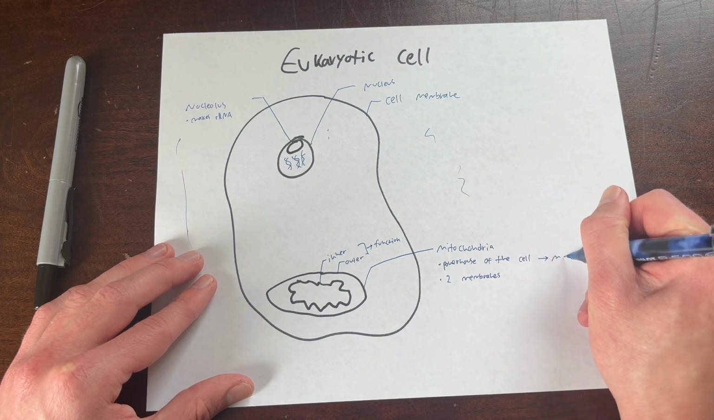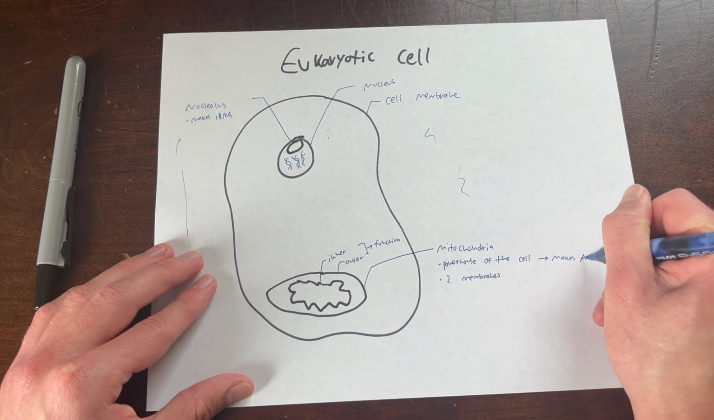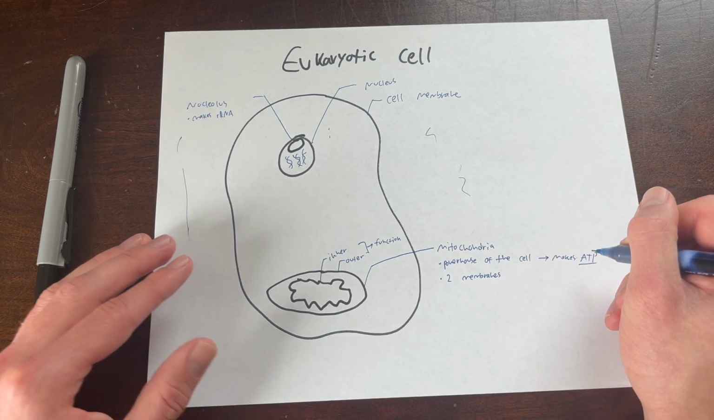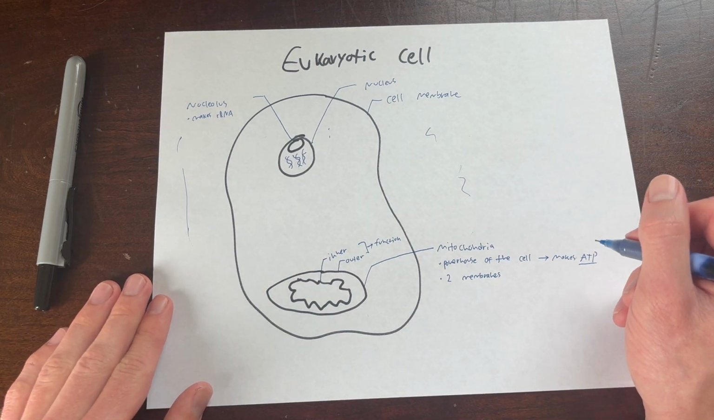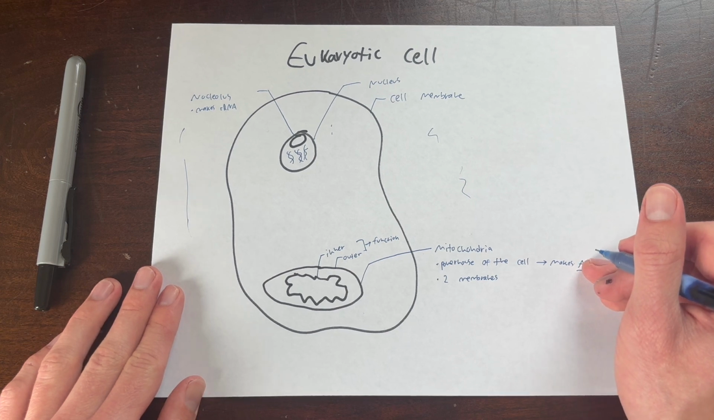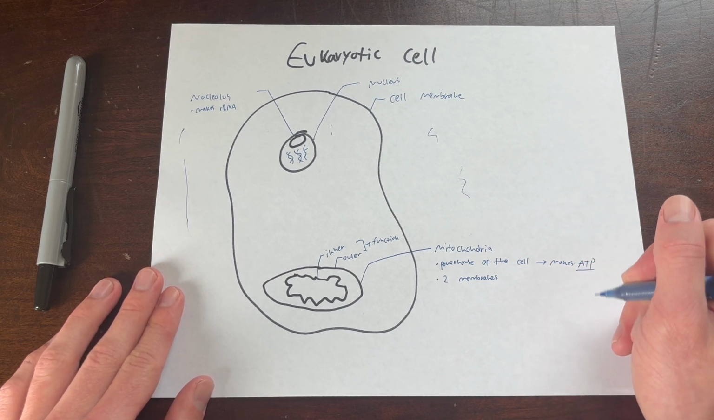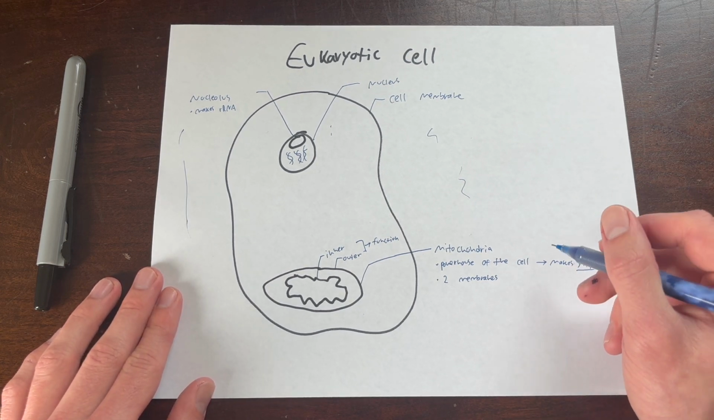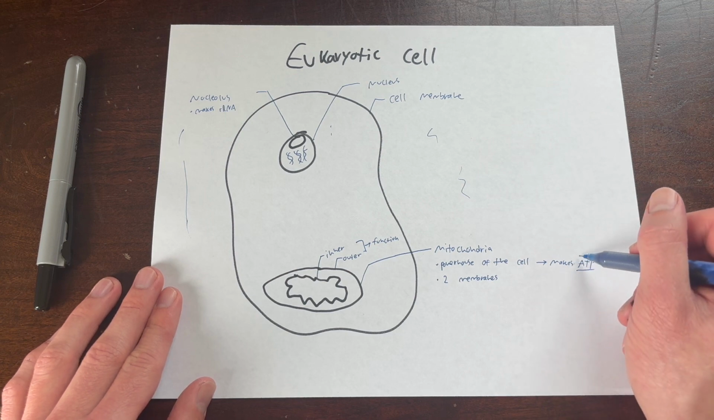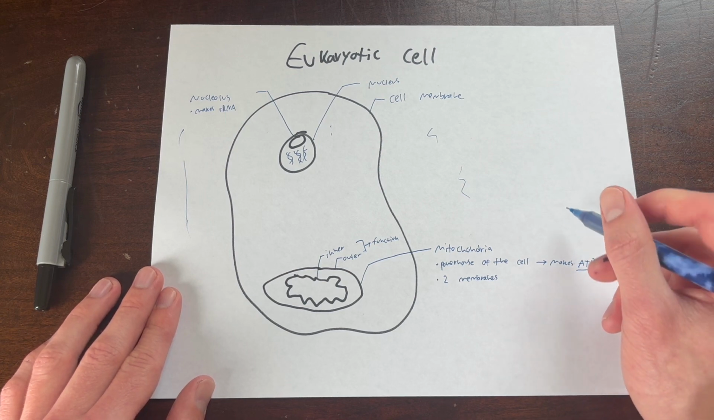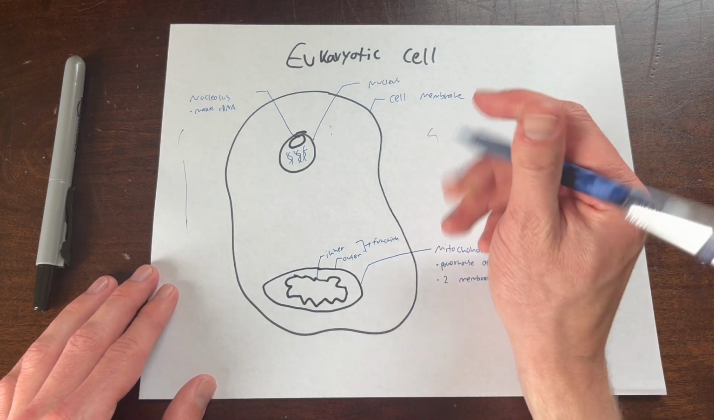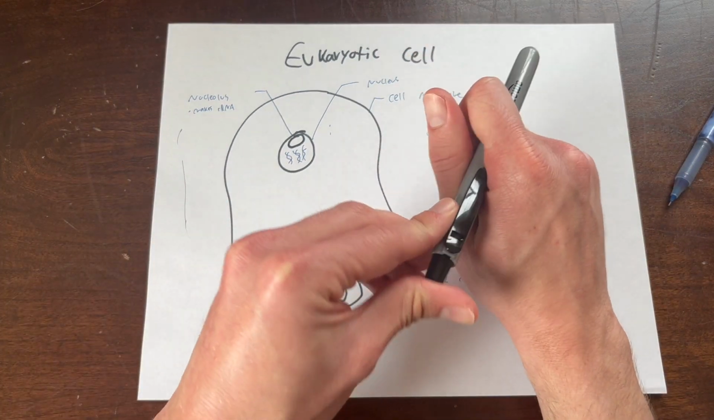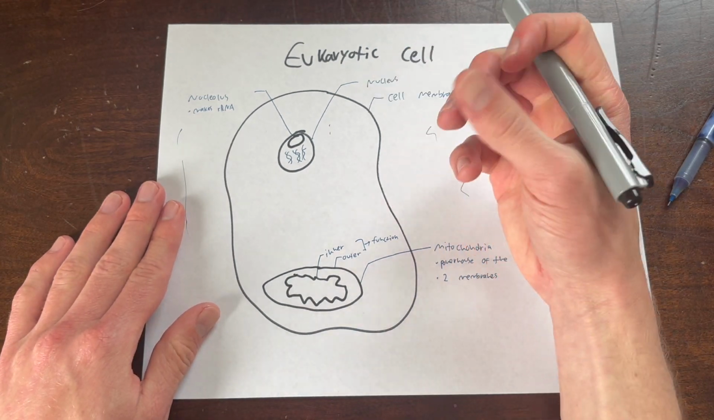It makes ATP. If you don't know what ATP is right now, that's okay. But ATP is a molecule that your cell uses for energy. Think of it kind of as gas. So this is like a gas refinery, and it's making the energy source. It has two membranes, and that's it. Got a few more, and then that's all you'll need to know for the MCAT.